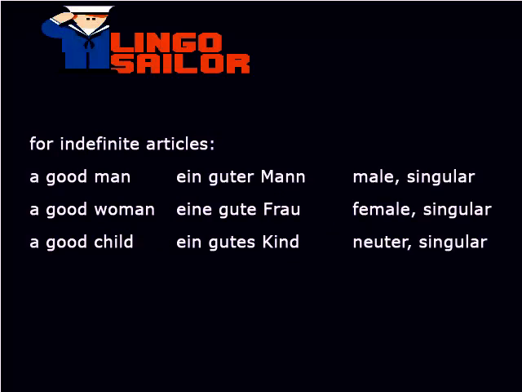Here's a list for indefinite articles, starting with singular forms. A good man, ein guter Mann. A good woman, eine gute Frau. Female and singular, eine gute Frau. A good child, ein gutes Kind.